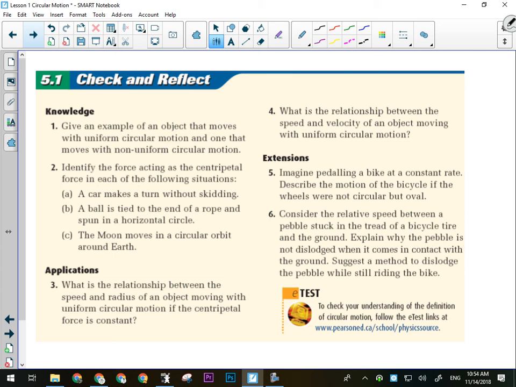Okay, so in question number 2 here, we already talked about what keeps a car in a corner without skidding. That's going to be friction. Okay, if a ball is tied to the end of a rope and spun in a horizontal circle, what's acting as the centripetal force? The tension in the rope.